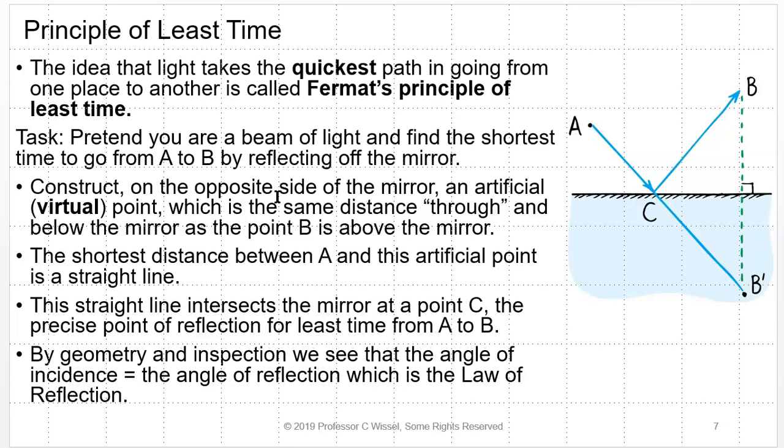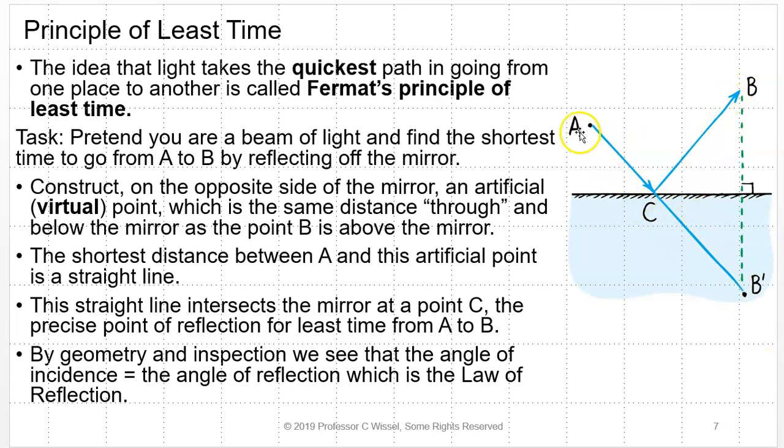Light's an excellent commuter. So light takes the quickest path going from one place to another, and this is called Fermat's principle of least time, or Carol Whistle's principle of least commuting time. Now, pretend you're going to be a beam of light. You have to go to point B from point A, and you're not allowed to go through here. You have to bounce off a surface, and your task is to find the shortest time to go from A to B by reflecting off the mirror.